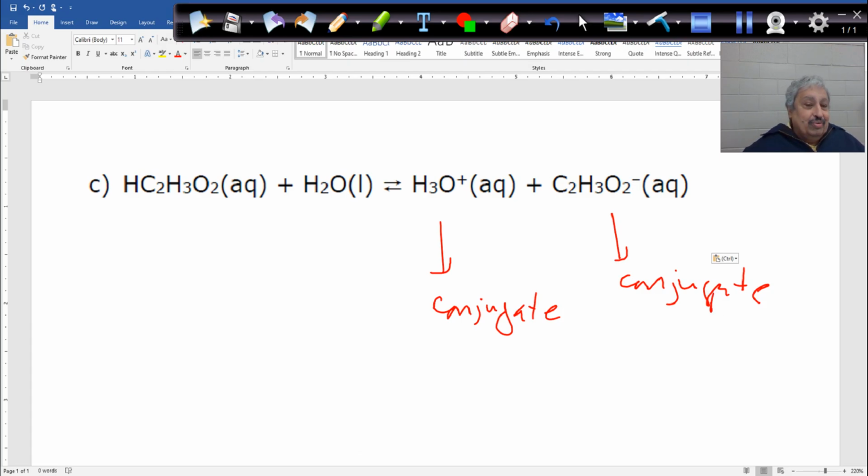But sometimes the question will not go like this. Sometimes, as you'll see in challenging exam examples, they will give you two pairs, and then you have to tell which one is a conjugate acid-base pair. So this is a good idea to look at the whole chemical reaction. Which one is an acid?